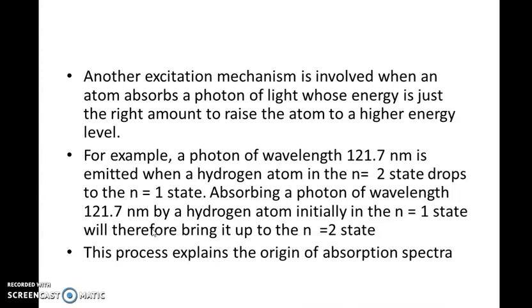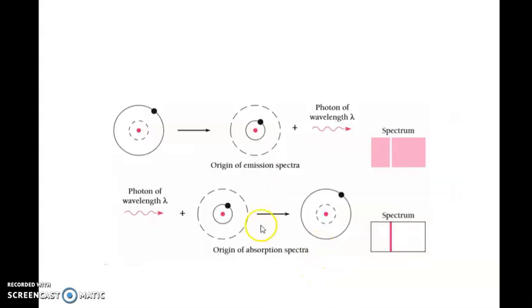So, we have to say excitation by collision. This is excitation by absorption of a photon. So, this is the reason for the absorption spectra. Excitation by collision and emission spectrum, that is the reason. The atom is excited by collision and energy, and within 10 to the power minus 8 seconds it comes to the ground state by emitting a photon.